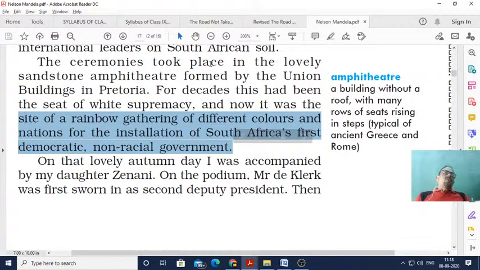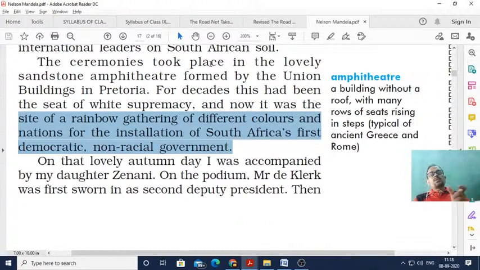So you can understand, this amphitheatre where the inauguration ceremony is taking place was the place of the white government for decades together, and now this has become a place of rainbow gathering, because people from different countries, dignitaries and world leaders, have gathered here. Therefore, it is a rainbow gathering of people of different colors, races and nations, present in the amphitheatre.